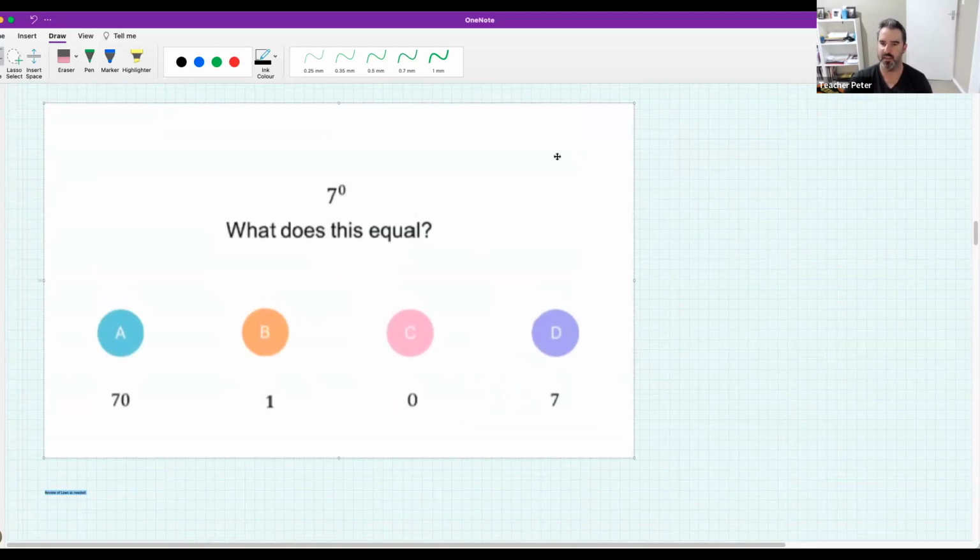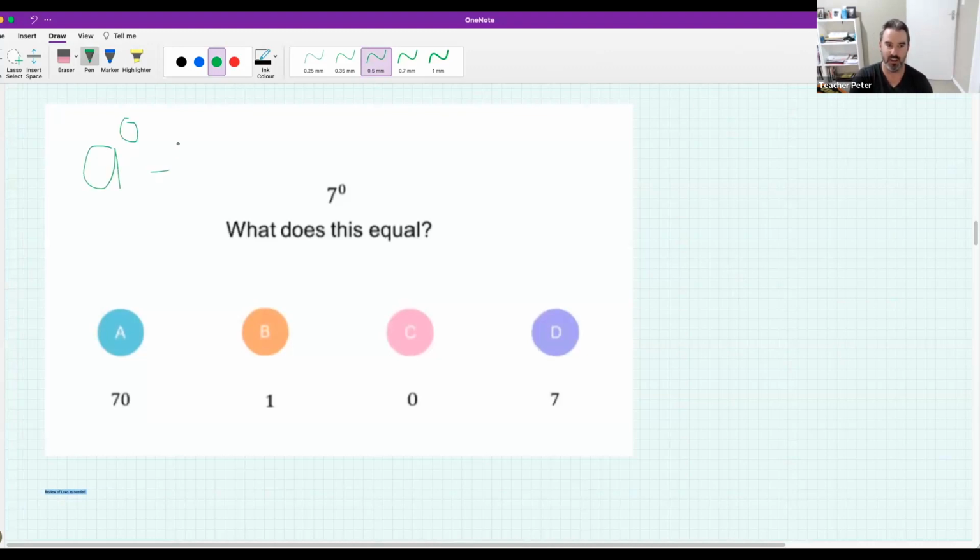What did your teacher tell you about that? Someone knows it. Who was that? Tell me, why is it 1? Because anything to the power of 0 is equal to 1. Yeah, exactly. So the law says anything to the power of 0 is 1. So it doesn't matter what the number is. If it's the power of 0, it's 1.